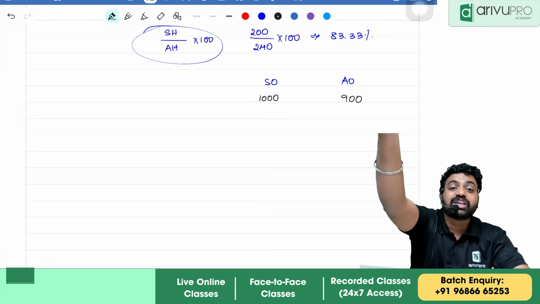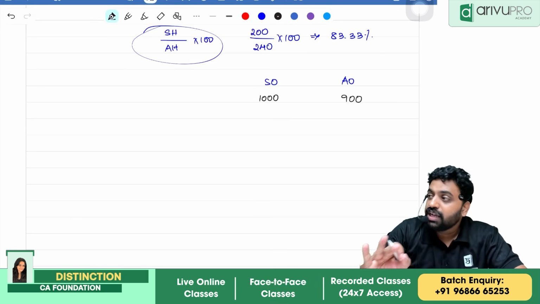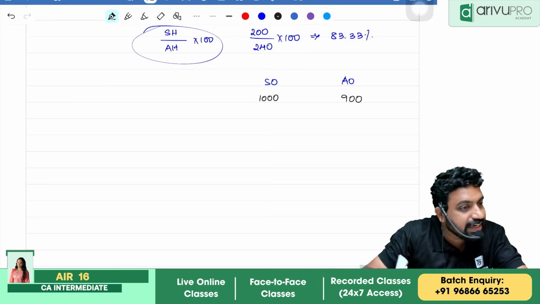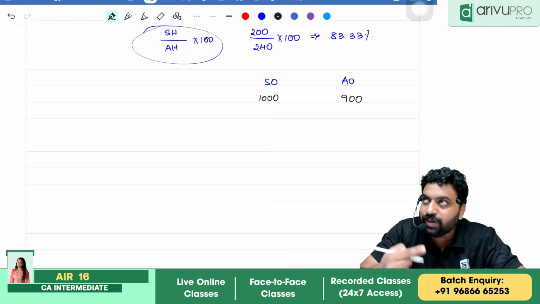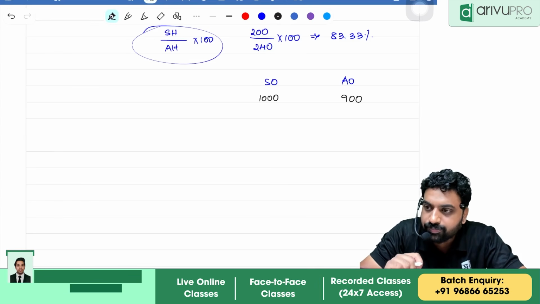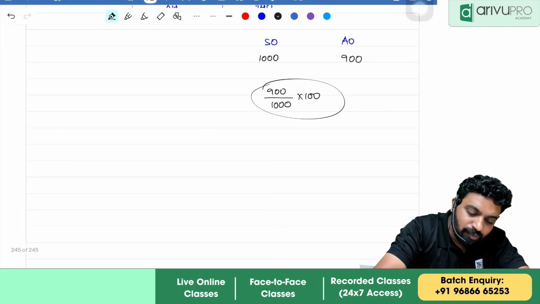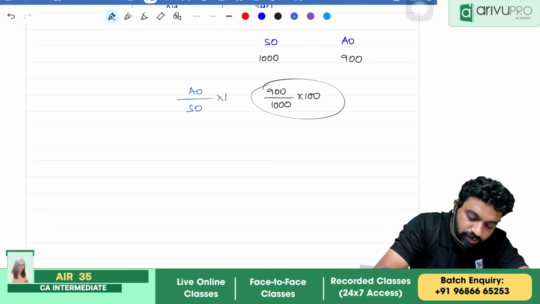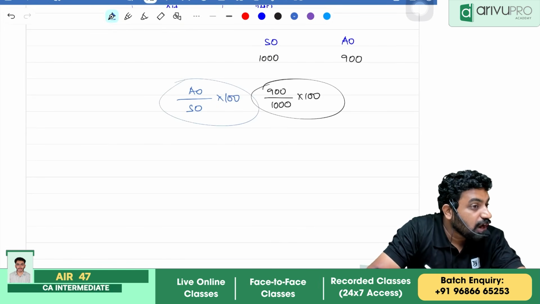Now, are you under efficient or over efficient? You are under efficient. If you are under efficient, your efficiency ratio should be less than 100. If it is less than 100, my numerator should be lower. So, 900 divided by 1000 into 100. By the way, what is 900? What is 1000? This is your efficiency ratio in terms of output.